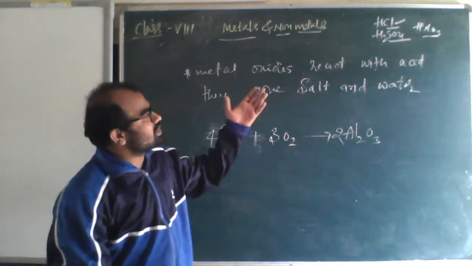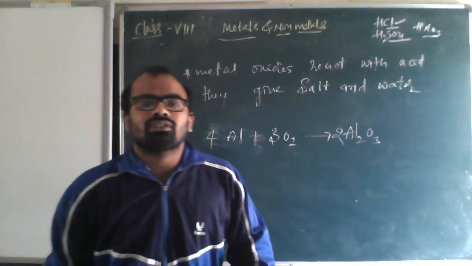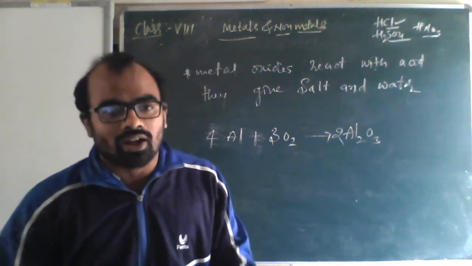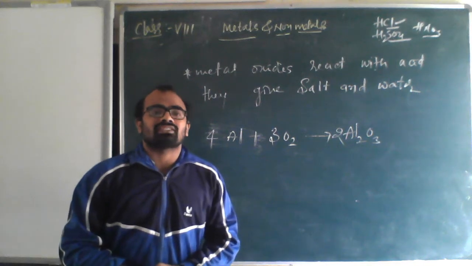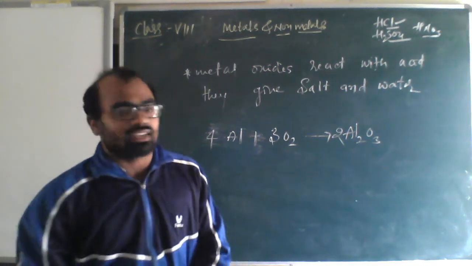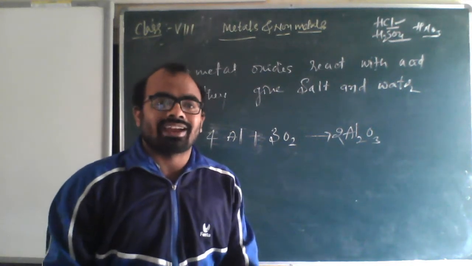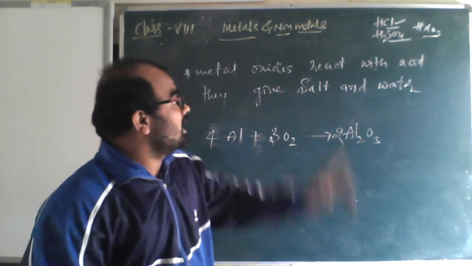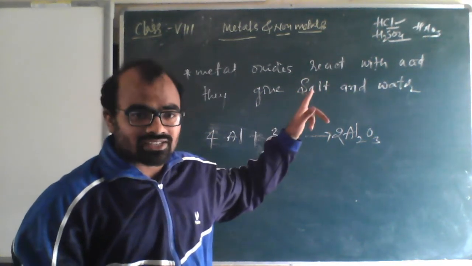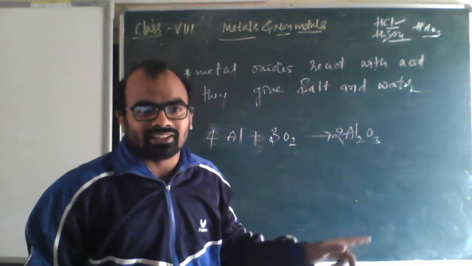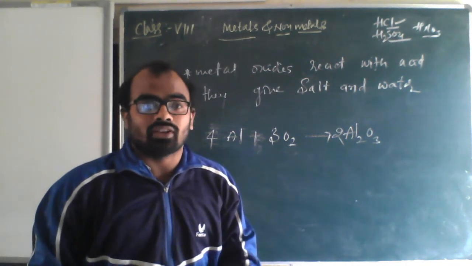Sulfuric acid, H2SO4, is called the king of acids. You should remember this one. This can come as a 1 mark question: which acid is known as the king of acids? Sulfuric acid. H2SO4 is the formula and the name is sulfuric acid. HCl is hydrochloric acid, H2SO4 is sulfuric acid, HNO3 is nitric acid. You should be aware of this.